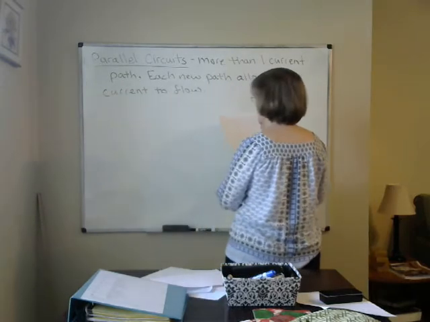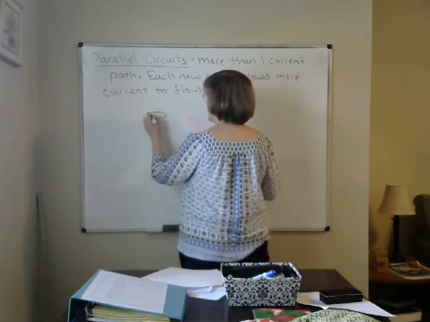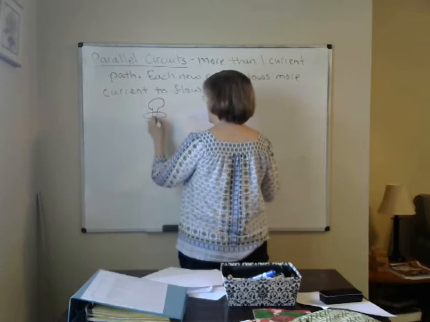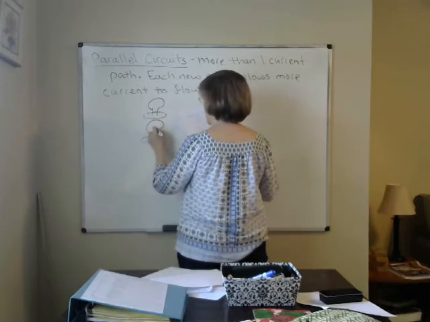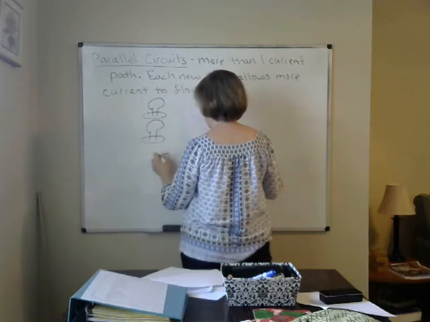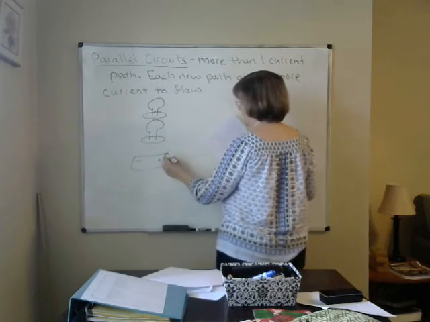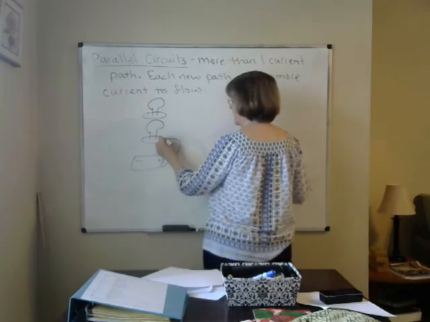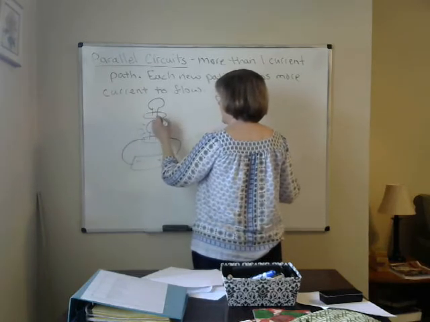With wires, it looks like this. Here's a light bulb, and here's a light bulb. And here's a battery. This light bulb's connected right here, and so it glows nice and bright.